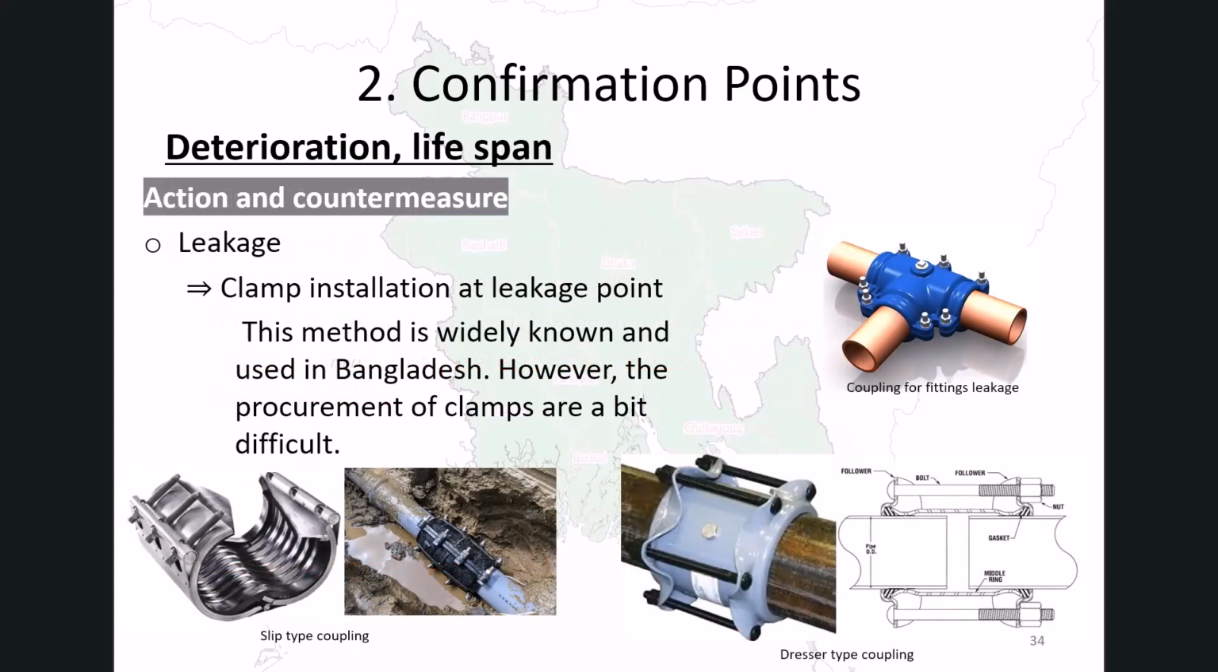When leakage occurs, one common repair method is to install a clamp on the damaged section. Clamp repair is widely used in Bangladesh and is effective for small to medium leaks. However, suitable clamp sizes may not always be available, so inventory should be checked in advance. While clamp repair is a quick and low-cost solution, repeated leakage indicates that pipe replacement may be necessary.